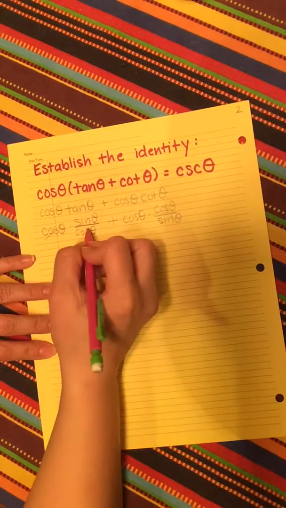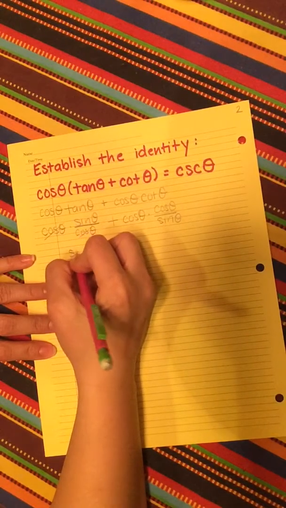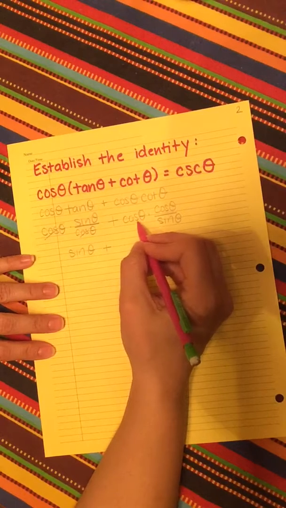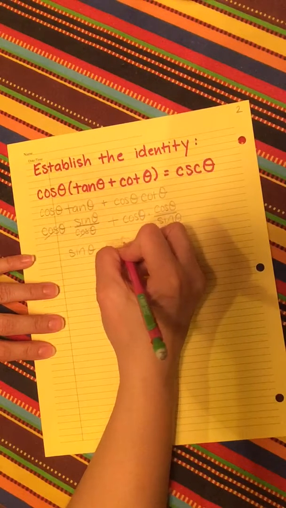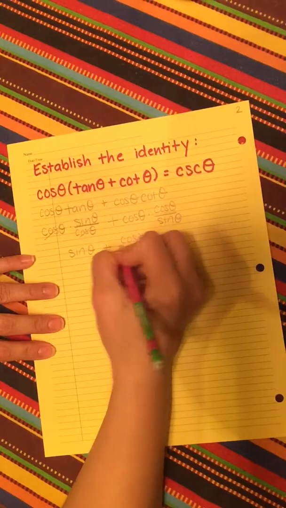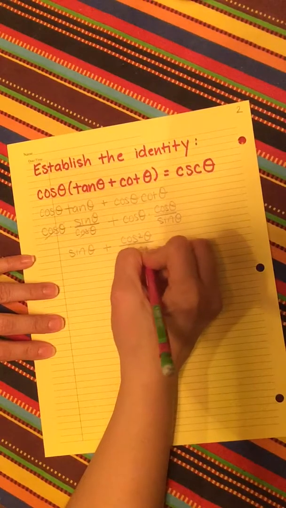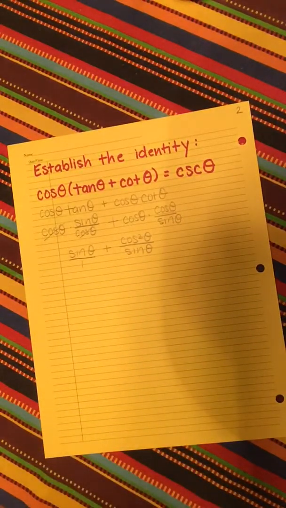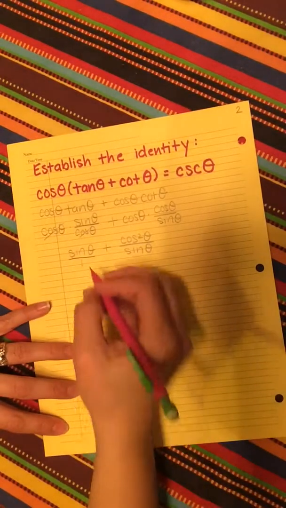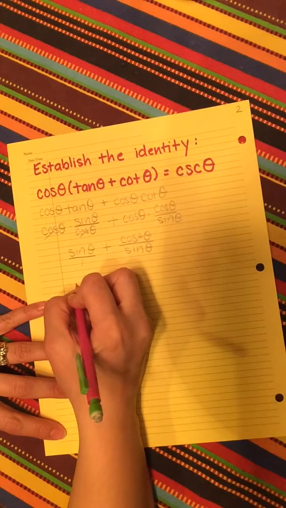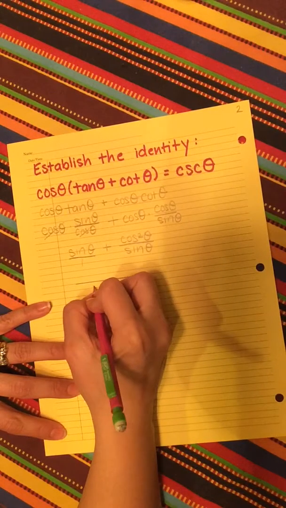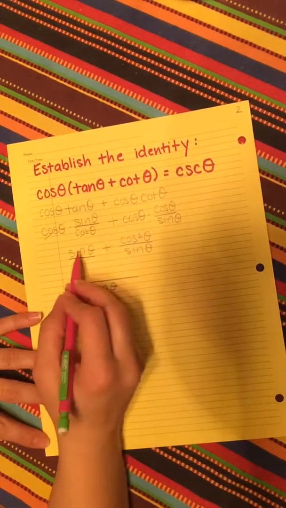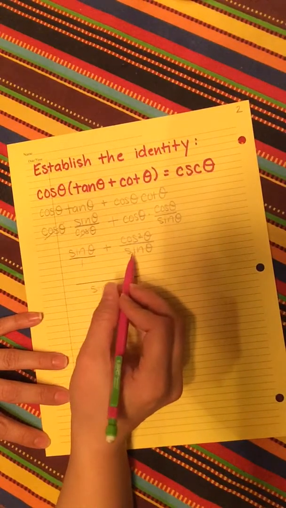Over here, the cosines cancel out. We have sine of theta plus, now when you multiply this, that's cosine times cosine, so this becomes cosine squared of theta over sine of theta. Now, think of that as being sine of theta over 1, and if you want to add two fractions, you have to have a common denominator. So a common denominator for 1 and sine of theta is sine of theta, which means I need to multiply my first numerator by sine of theta.